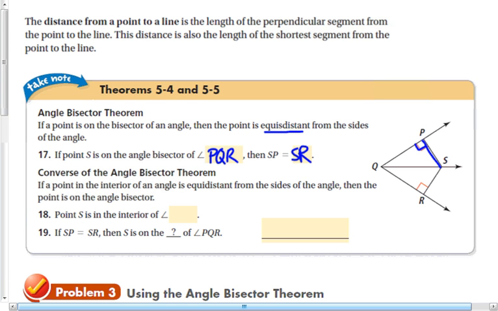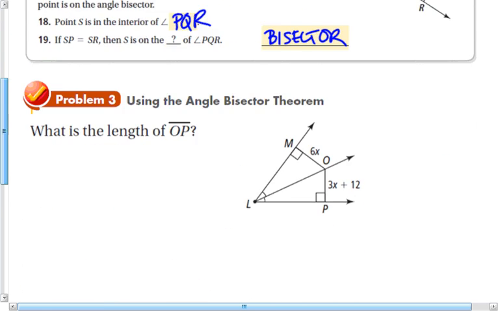And the converse of that: if a point in the interior of an angle is equidistant from the sides of the angle, that shortest distance again, then the point is on the angle bisector. So point S is in the interior of angle PQR. If SP is equal to SR, then S is on the bisector. All right, so let's use that.